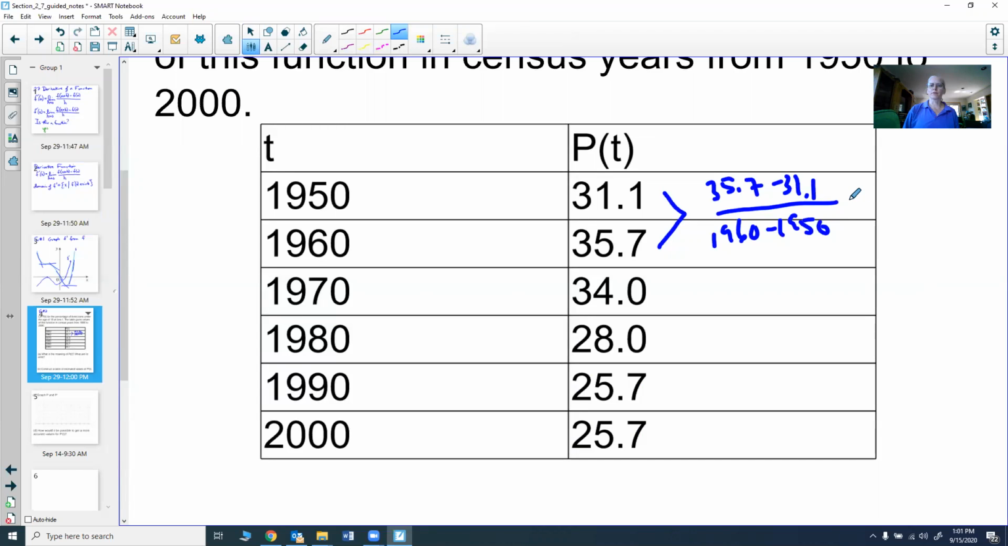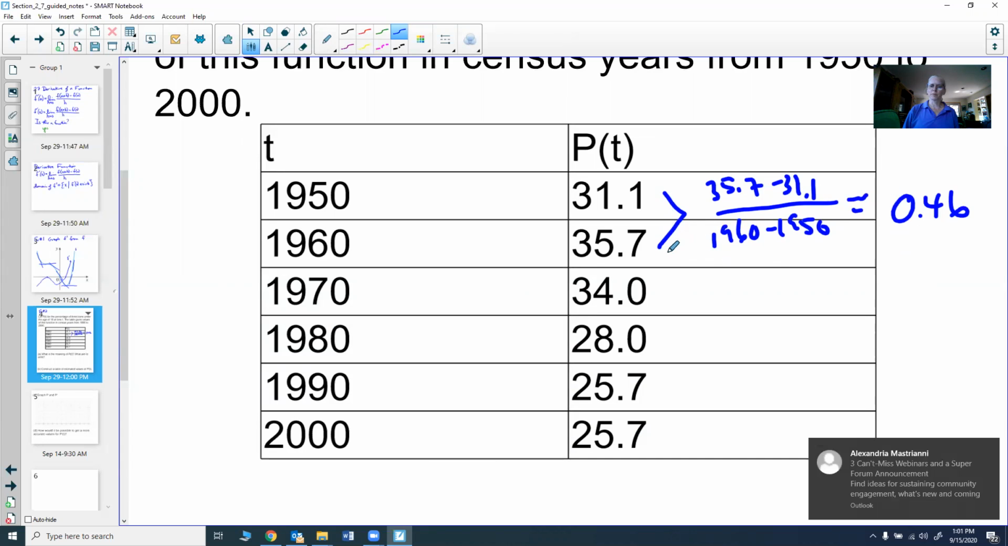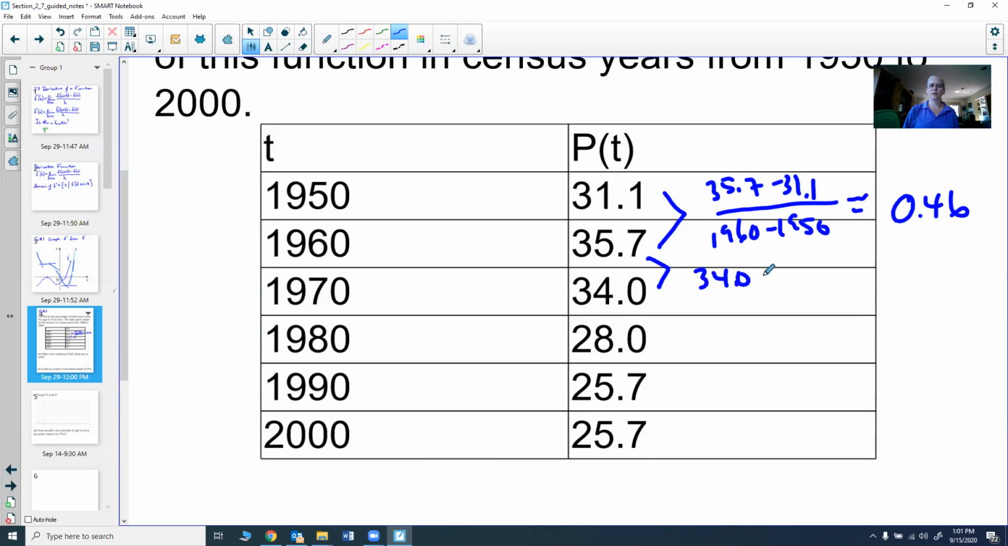Now, it's not a perfect derivative, but it gives me a good idea of what the slope is, and the slope is 0.46 here. So here we were actually increasing because it's positive. It means we must be getting more. So let's look at these two. So here we'd have 34.0 minus 35.7 over 1970 minus 1960.